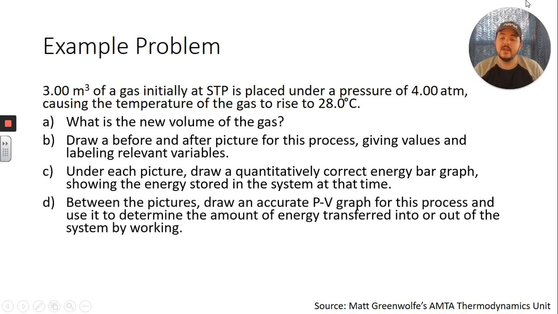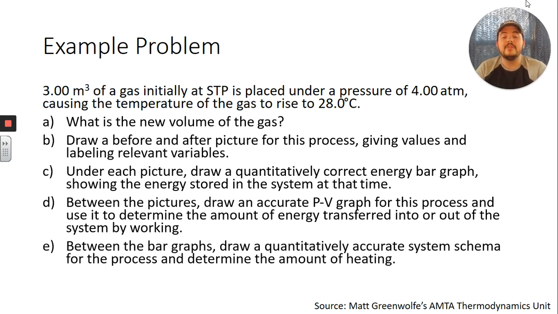Part D, between the pictures, draw an accurate PV diagram for this process and use it to determine the amount of work or the amount of energy transferred into or out of the system through that working process. And then part E, between the bar graphs, draw a quantitatively accurate system schema for the process to determine the amount of heating.